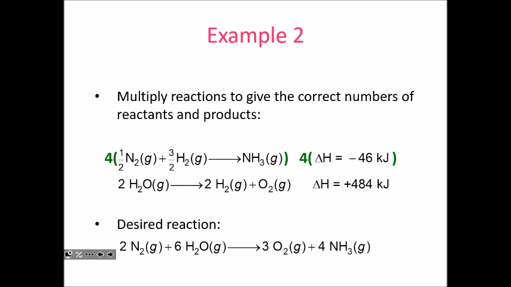Looking at the second step with the water there, it's now on the correct side. But instead of 2 waters, we need 6. So what are we going to multiply that equation by? 3. So we're going to multiply that one by 3. That means we also multiply the delta H by 3. So go ahead and take a moment to do that.